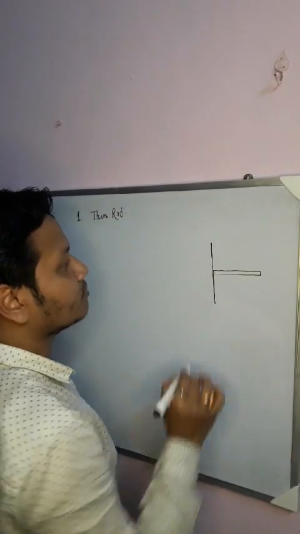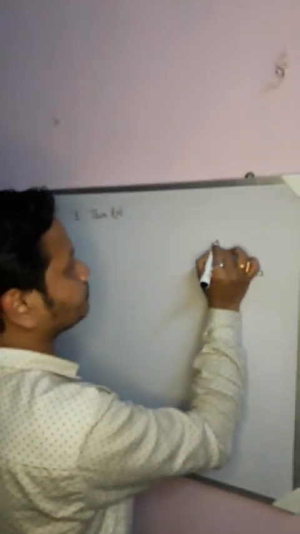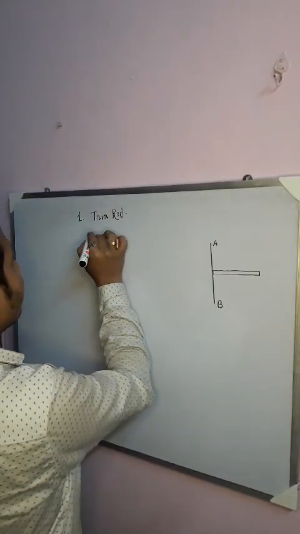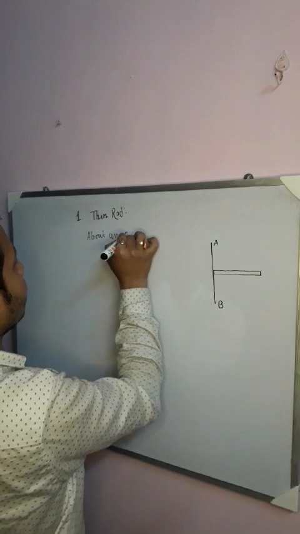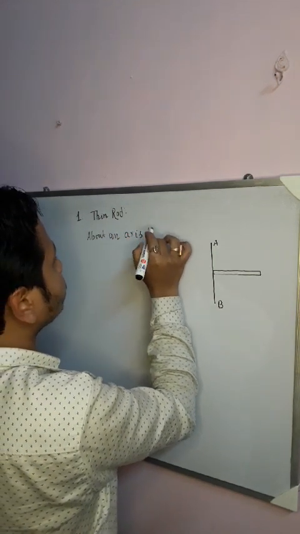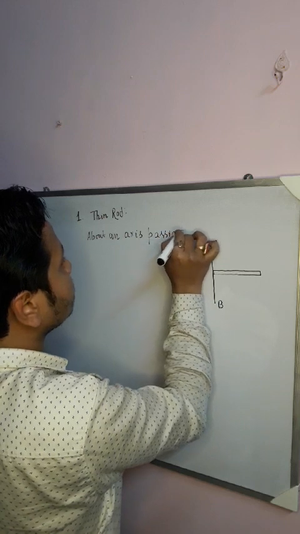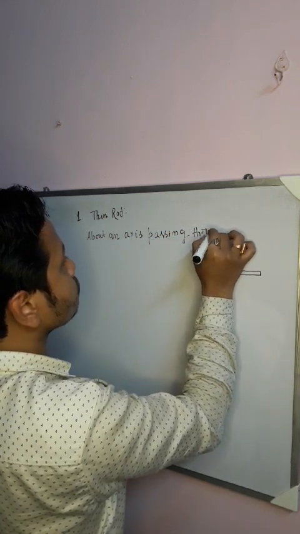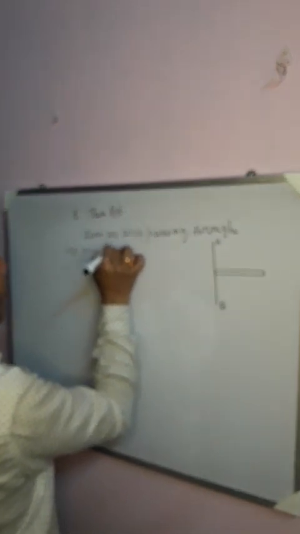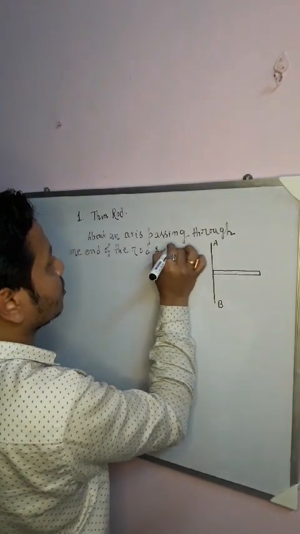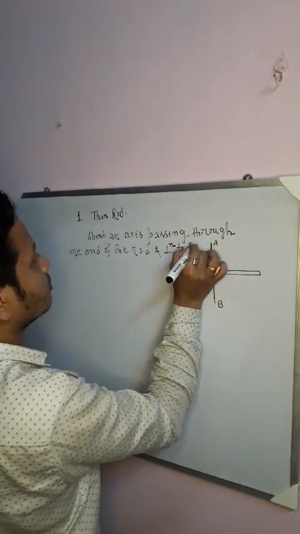Now we choose the axis passing through one end of the rod and perpendicular to the plane of the rod. So this is about an axis passing through one end of the rod and perpendicular to the rod, obviously.